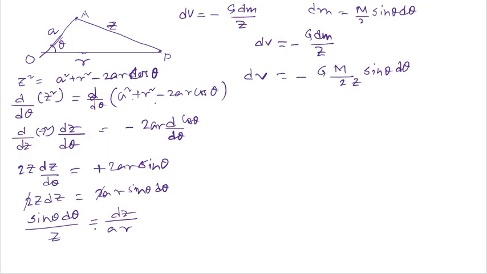Okay, sin theta d theta by z equal to dz by ar. This is the equation I got. So here dv equal to minus GM by 2. I can write this sin theta d theta by z equal to dz by ar, correct? I can write it as dz by ar, because dz is the variable, because z is variable. So z is changing here. R is constant, a is constant. Now this is the situation I got.